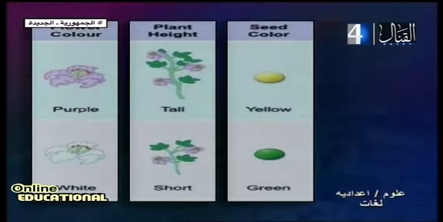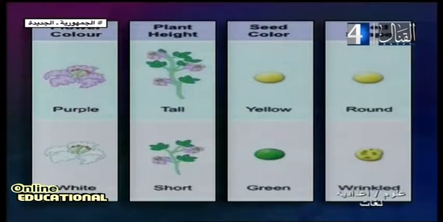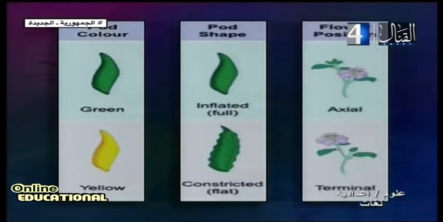Seed color: yellow and green. Seed shape: round and wrinkled. Pod color: green and yellow. Pod shape: full and flat. Flower position: axial and terminal.